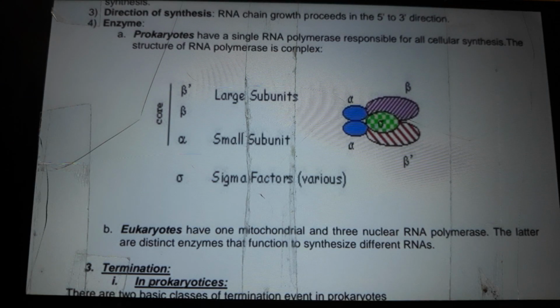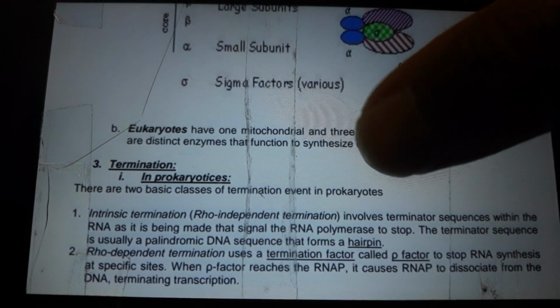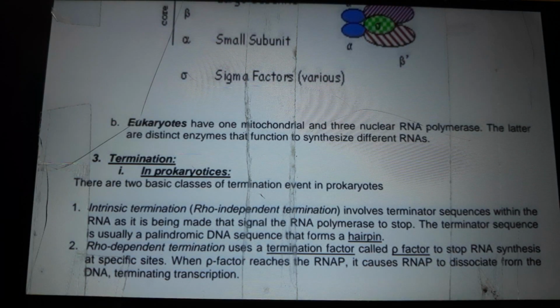Enzyme. Prokaryotes have a single RNA polymerase responsible for all cellular RNA synthesis. The structure of RNA polymerase is complex: large subunits, small subunits, sigma factors, etc. Eukaryotes have 1 mitochondrial and 3 nuclear RNA polymerases. The latter are distinct enzymes that function to synthesize different RNAs.